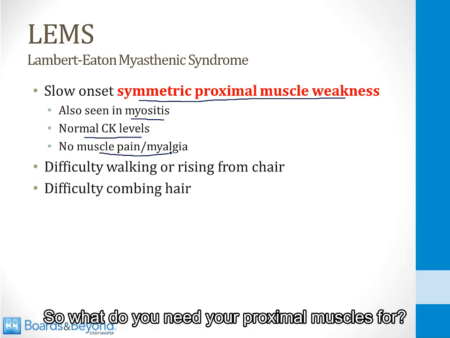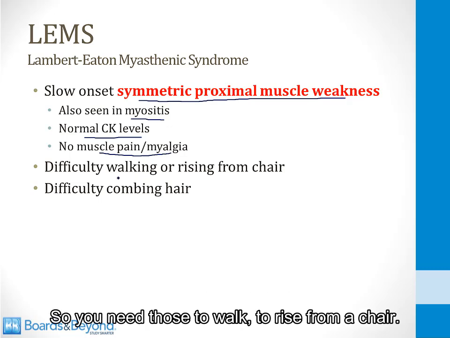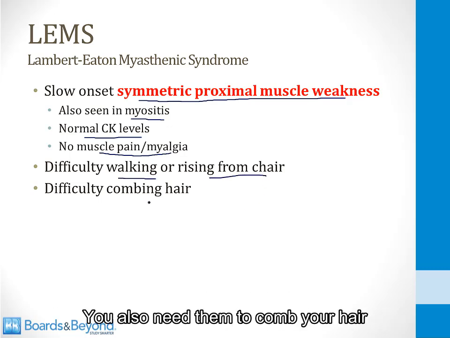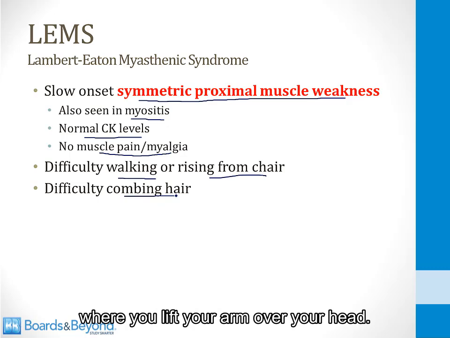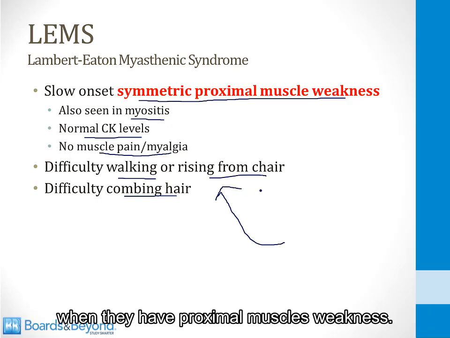So what do you need your proximal muscles for? These are your muscles like your shoulders and your hips. So you need those to walk, to rise from a chair. You also need them to comb your hair, where you lift your arm over your head. So these are the types of things people will complain of when they have proximal muscle weakness.